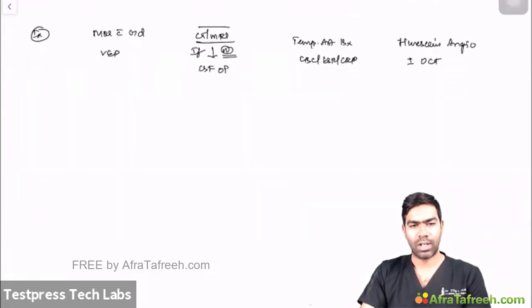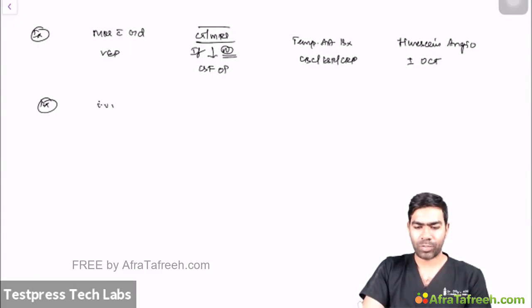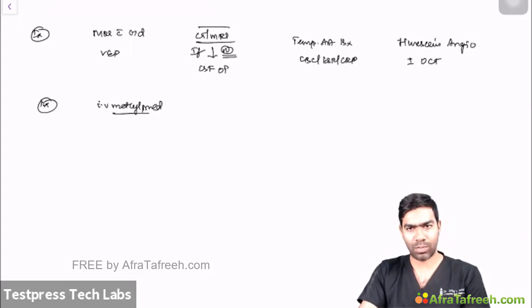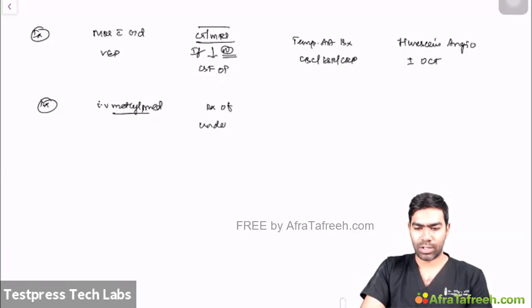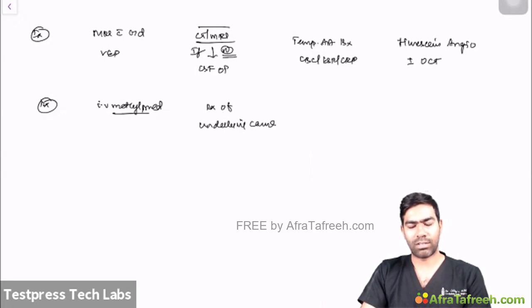Optical coherence tomography. Then as far as the treatment is concerned, here IV methylprednisolone, pulse dose methylprednisolone is the treatment because it is multiple sclerosis most of the time. And even in optic neuritis without evidence of MS, we are going to give IV methylprednisolone only. And here, treatment of underlying cause, because the raised ICP is the feature here. Treatment of underlying cause, like if it's benign intracranial hypertension, treat with lumboperitoneal shunt or optic nerve fenestration.